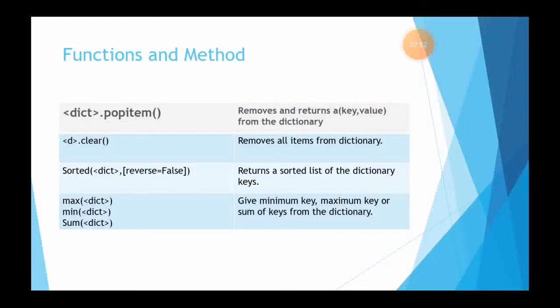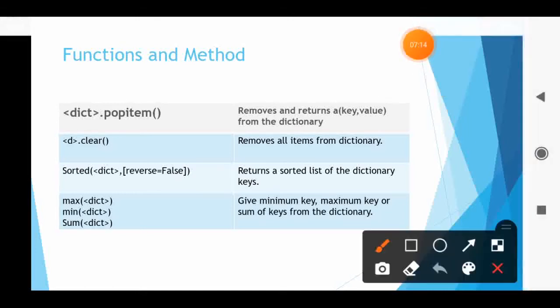The next functions and methods. The next method is what? Popitem. Popitem removes and returns a key value from the dictionary. What is the syntax for using this? Dictionary name dot popitem. The next method is the clear function. Dictionary name dot clear. It removes all the items from the dictionary. Clear means it will remove all the items, then finally it will return the empty dictionary.